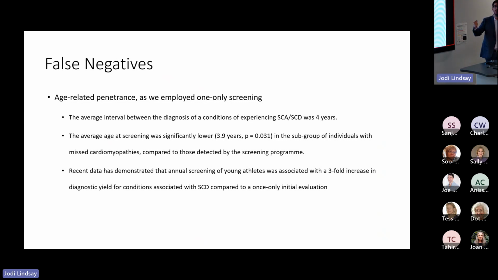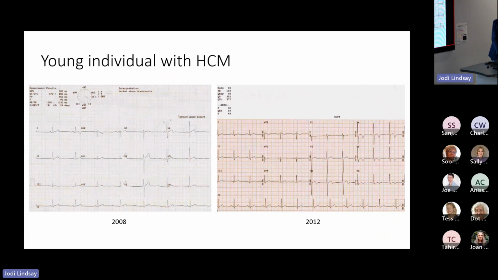So hypertrophic cardiomyopathy can develop at the age of 15, 16, 17, or 18, and we didn't screen them again to see if they had developed anything. Obviously, that is a limitation. And there are studies now, again from Domenico Corrado, who highlights that if you do regular screenings, you may increase your diagnostic yield up to threefold in this context.